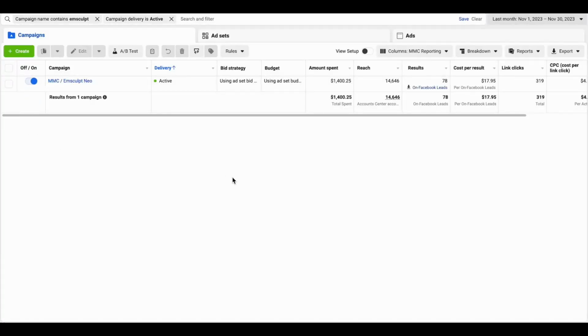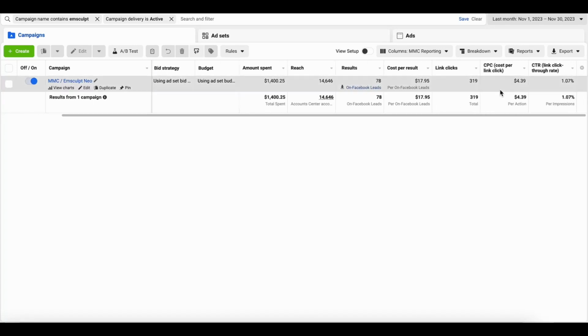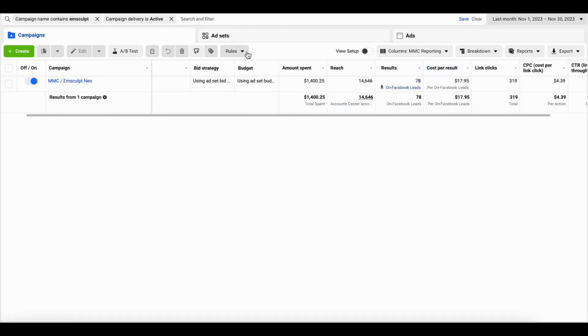Okay, so jumping into this campaign, we can see that during the month of November, for our EmSculpt campaign, we had 78 leads come through at an average cost per lead of $17.95. We had a cost per click of $4.39 and a click-through rate of just over 1%. So click-through rate could improve, but the main thing is that we are getting a really good amount of volume coming in for this particular service for this EmSculpt clinic.